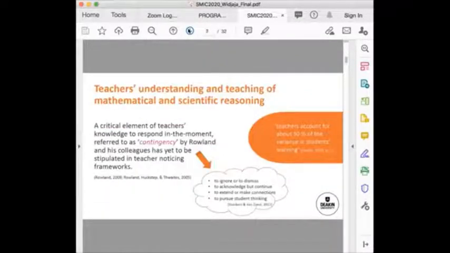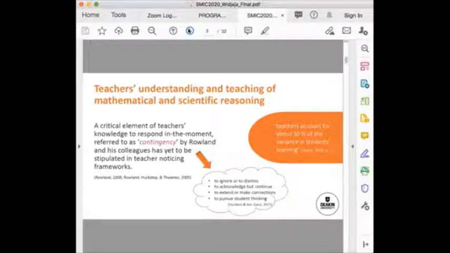These slides talk about teachers' understanding and teaching of mathematical and scientific reasoning. There's a quote from Hattie about the fact that teachers account for about 30% of the variance in students' learning outcomes. So it is quite a critical role that we play as teachers.